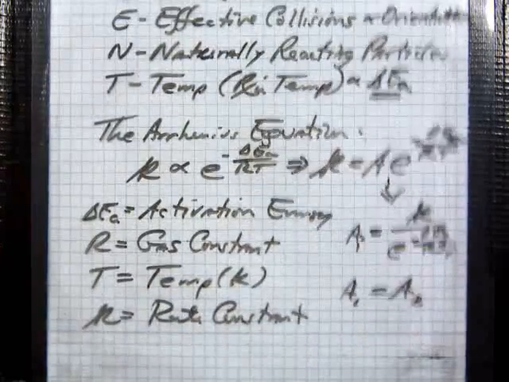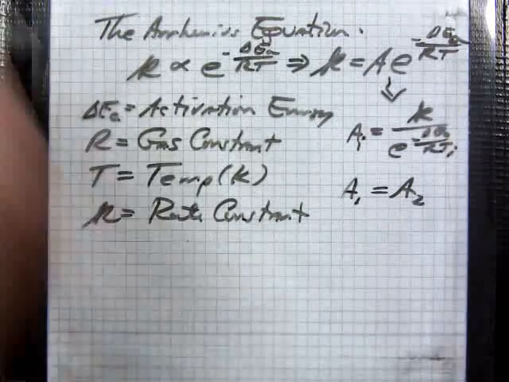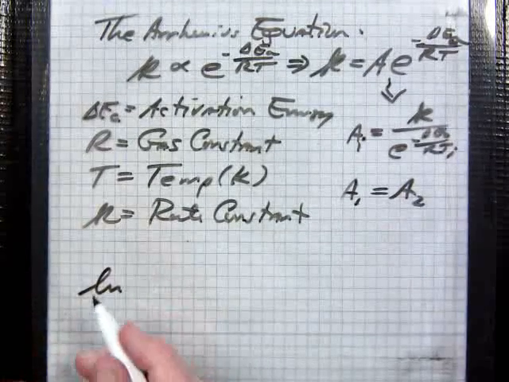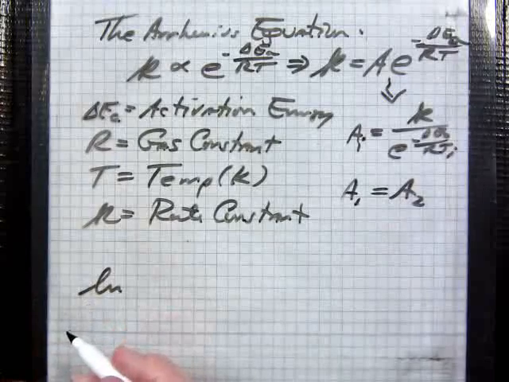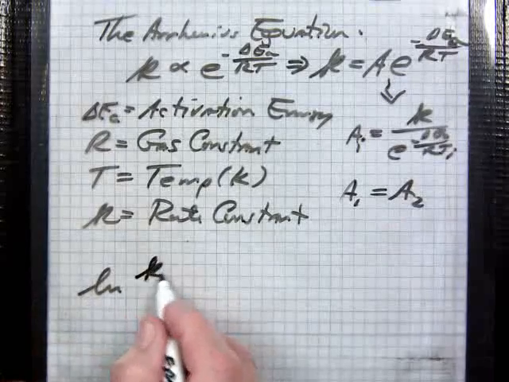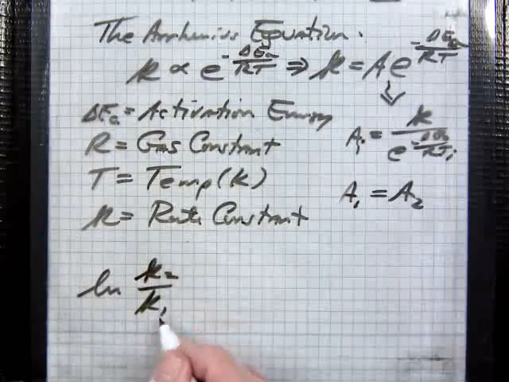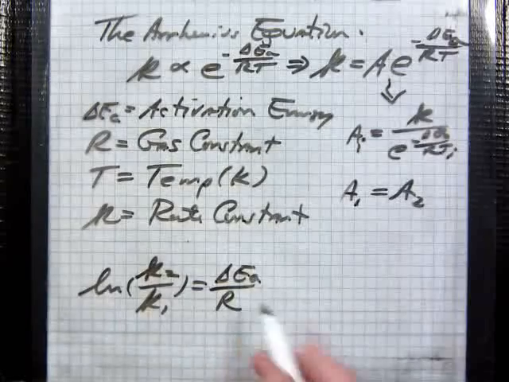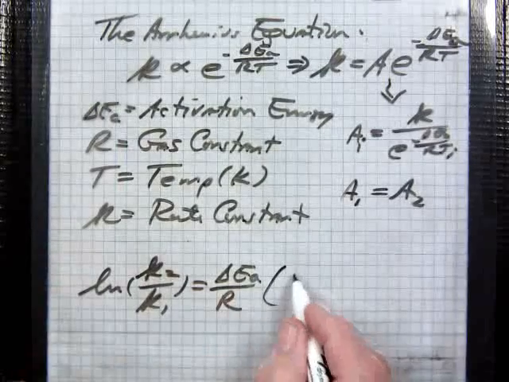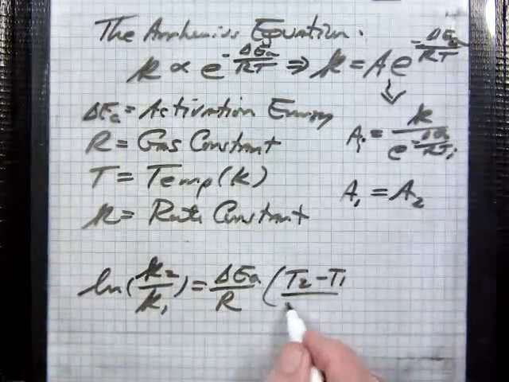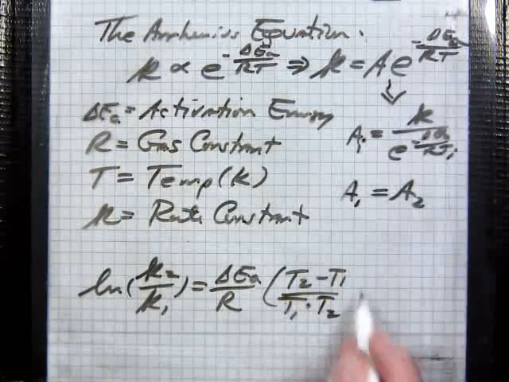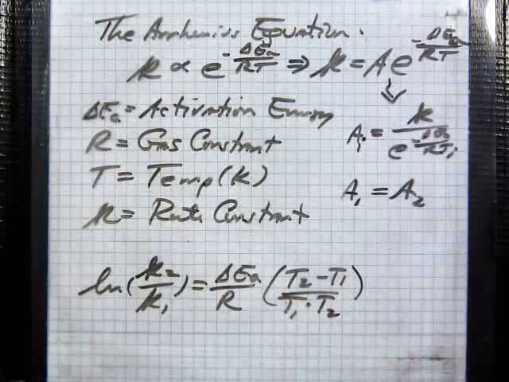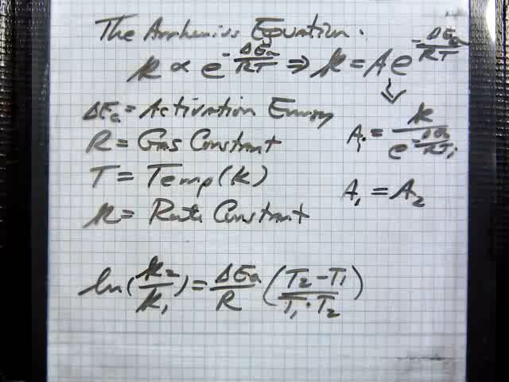And this is the Arrhenius equation. And this is all you have to learn. You're not going to have to derive the thing on a test or anything. So it's K2 over rate constant 1 is equal to delta EA over R, the thermodynamic constant, times T2 minus T1 over T1 times T2. You must learn that. I don't give it to you on test day, but you will have problems that you will have to work using the Arrhenius equation.